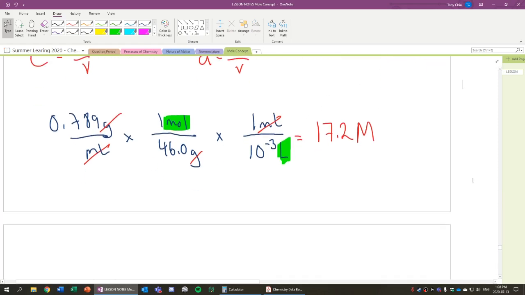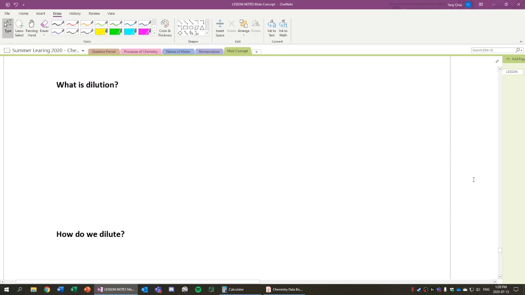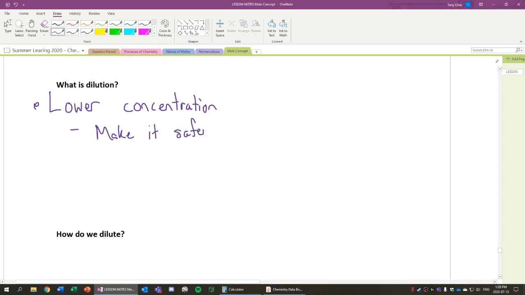How do you dilute? Or what is dilution? Why do we do it? Well, first of all, dilute means to lower concentration. So when something is diluted, it's a lower concentration. So dilution is to lower the concentration. And the reason why we lower concentration is due to these reasons. It could be to make it safer because it can be dangerous. It also makes it cheaper because you don't have to use high concentration, which costs more money.